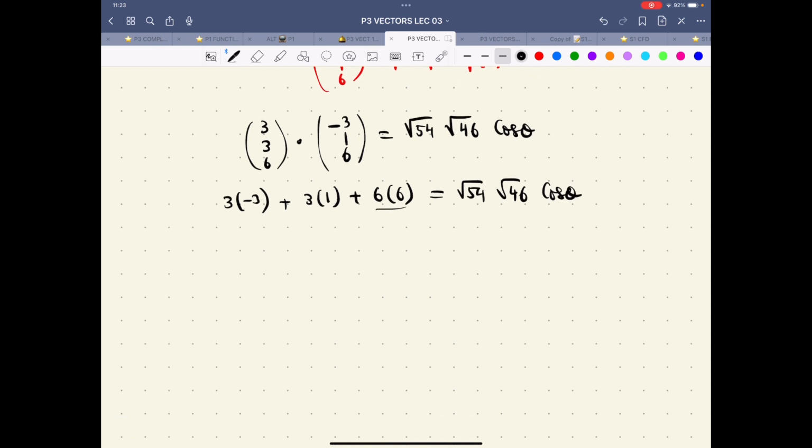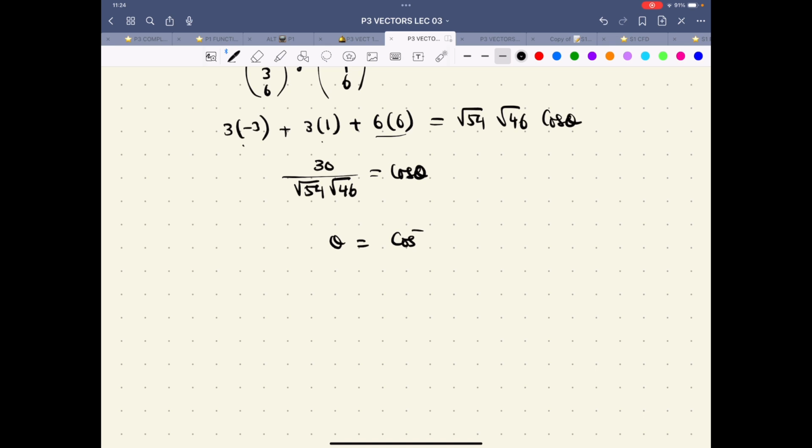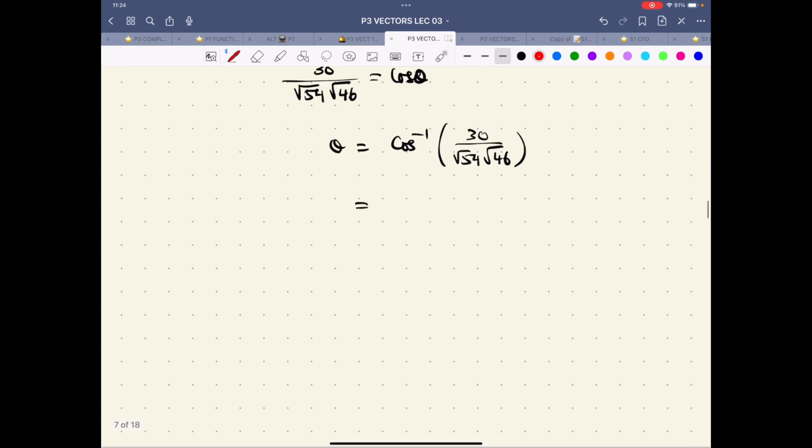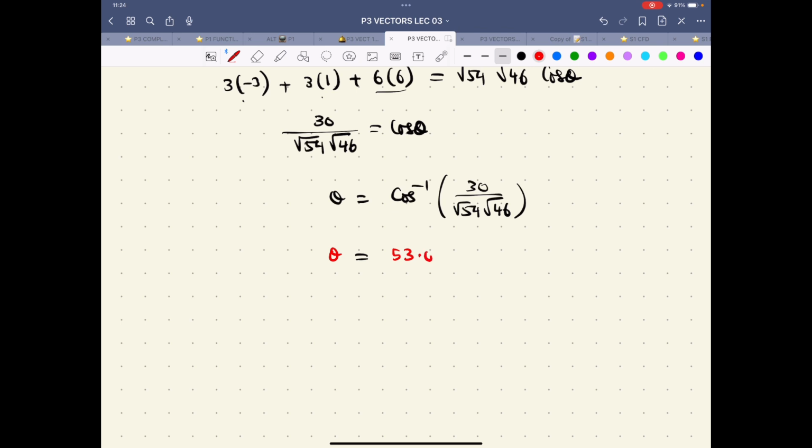So this is 3 times -3, that is -9, plus 3 plus 36, which is 30. So 30 over square root 54 square root 46 is cosine theta. Theta is cosine inverse of 30 over root 54 root 46. You use a calculator, which the examiner has done. I'm just checking the answers over here. This is 30, root 54, root 46, cosine theta, and theta is coming out to be 53.0, correct to 1 decimal place. So theta is 53.0 degrees, and do write this to 1 decimal place.